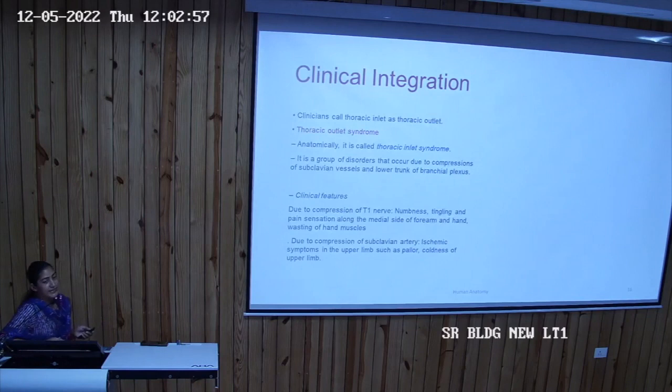Now, what is thoracic inlet syndrome? There are so many structures passing through the thoracic inlet. So if any compression occurs, there will be a syndrome. A syndrome involves multiple symptoms. So what will be the multiple symptoms that will arise? There is a passage of the T1 nerve. If in case it gets compressed, it will give numbness and tingling sensation in the T1 region.